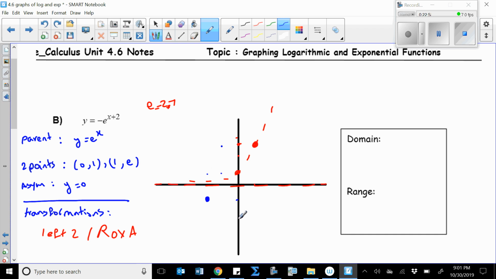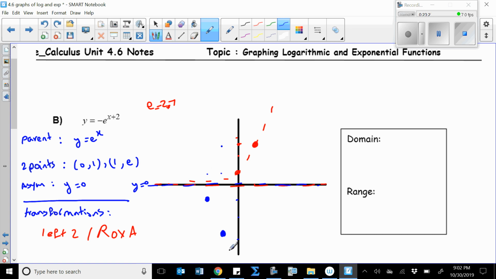So if this is 1, 2, and 3, 2.7, negative 2.7 will be here. So it's going to be almost here. Then the asymptote, if I move it 2 to the left, I won't see any change. Even if I reflect it over the x-axis, again, nothing will be changed because it's already on the x-axis. So this is my new asymptote as well. So y equal to 0 is the asymptote in both cases.